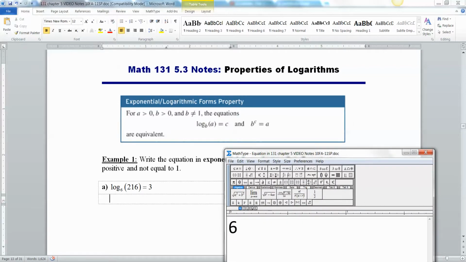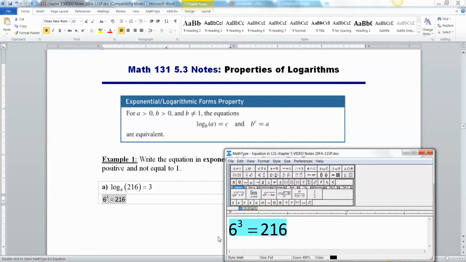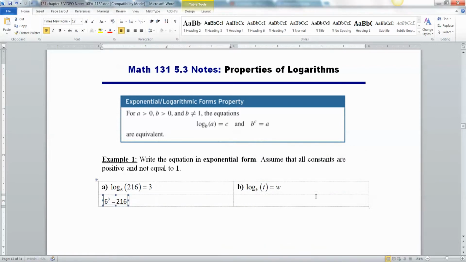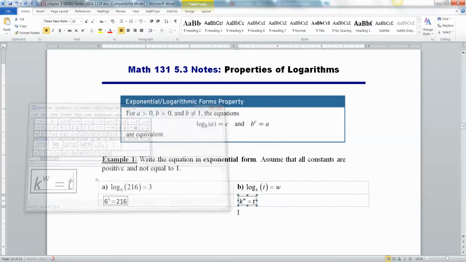So 6 to the 3 is equal to 216. That's all they wanted. They just want it rewritten in exponential form, so with an exponent. All right, now for the next one. K is our base, so it becomes the base of our exponent, to the w equals t. And we're done with that one as well.